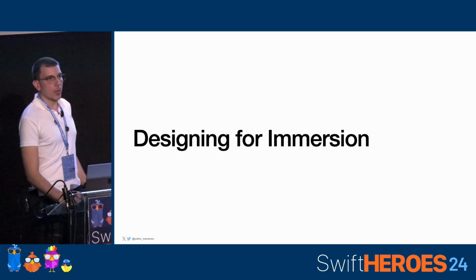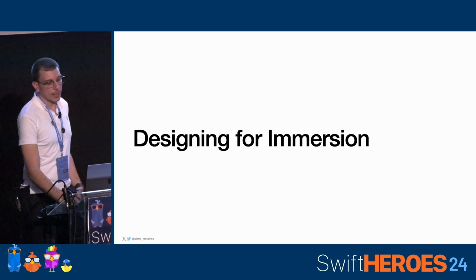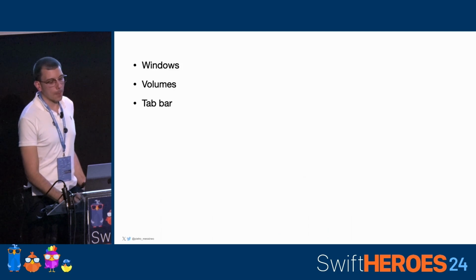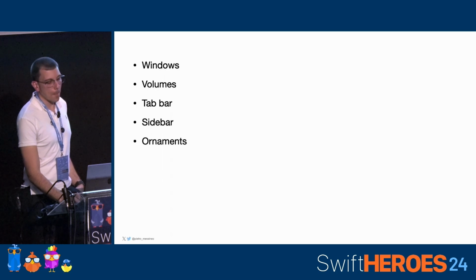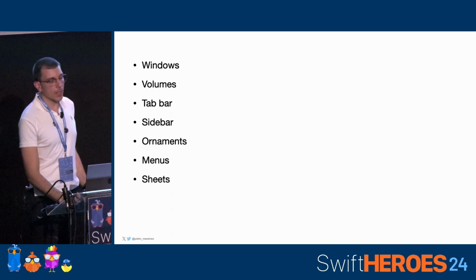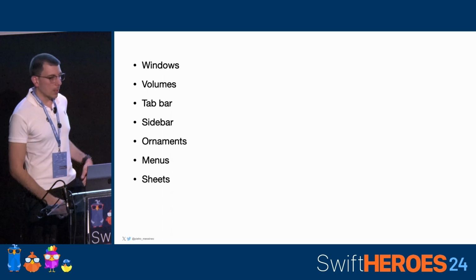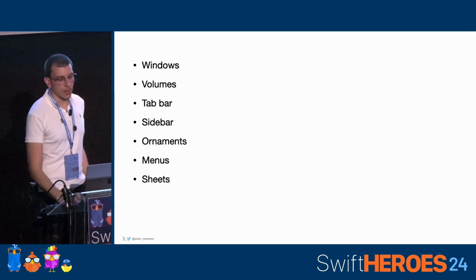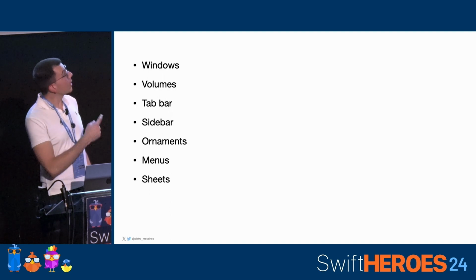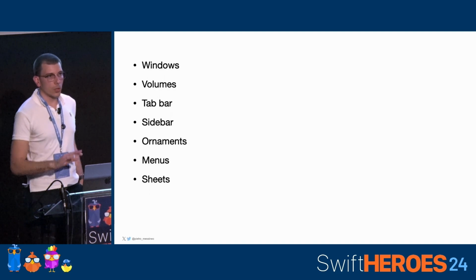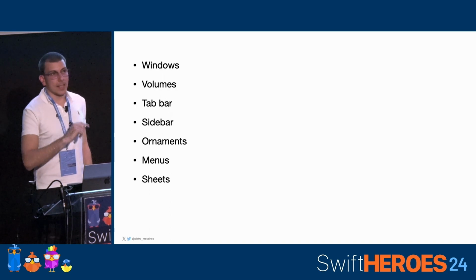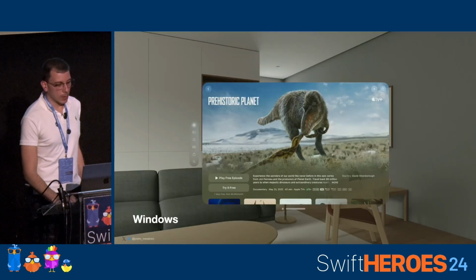So let's begin our exploration by analyzing the fundamental elements that define the structure of a VisionOS app. In VisionOS, we do have windows, volumes, tab bars, sidebars, ornaments, menus, popovers, and sheets. Some of them, as you can see here, we find as well on iPadOS and even iOS, and even in macOS, actually, the windows. So they should not be completely new to you, except for the ornaments, for example. But there are some variations. So let's start with windows.